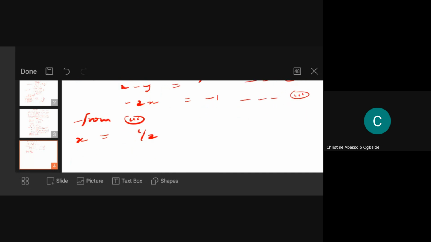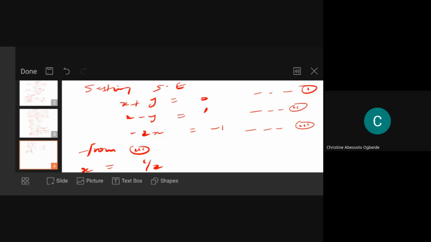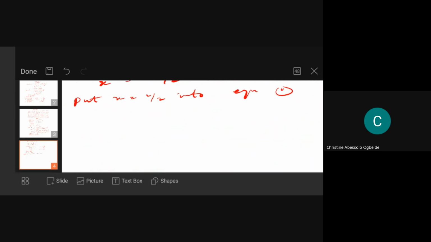So having found x, I can put x into any of the equations to find the value of y. So x is half from equation 3. So put x equals half into, let's say, equation 1. Equation 1 says that x plus y is equal to 0. So this means that x, which is 1 over 2, plus y equals 0. So my y becomes minus 1 over 2, because 0 minus half is minus half. So I found the value of x and y.